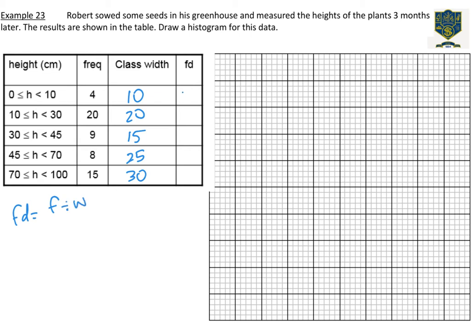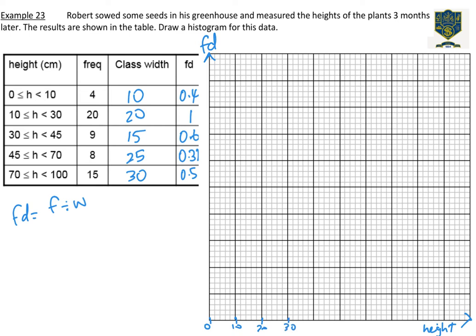So if we do 4 divided by 10, we get 0.4. 20 divided by 20 is 1. 9 divided by 15 is 0.6. 8 divided by 25 is 0.32. And 15 divided by 30 is 0.5. And so then, in our graph, the y-axis is the frequency density, and the x-axis is our variable, which is height. We'll label the x-axis starting at 0 and go up in tens, and then the frequency density will go up by 0.1s.